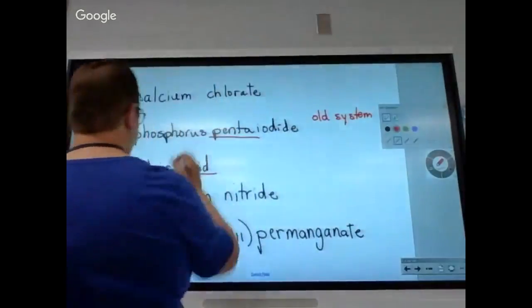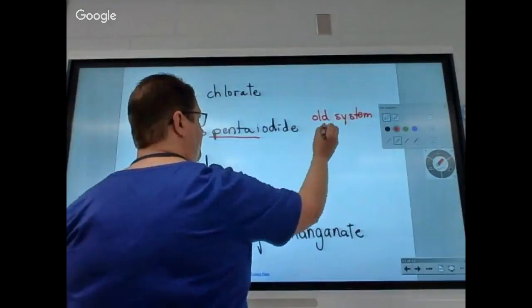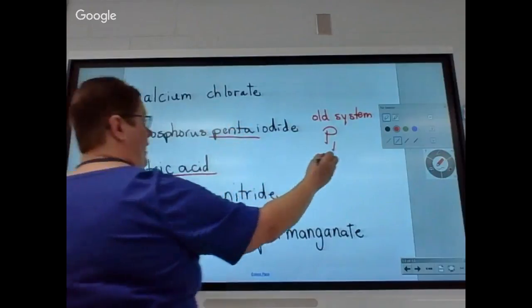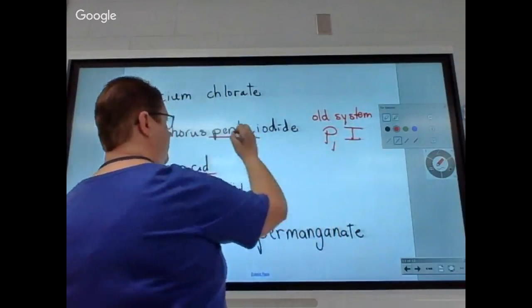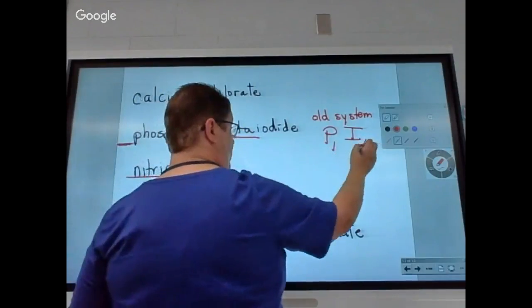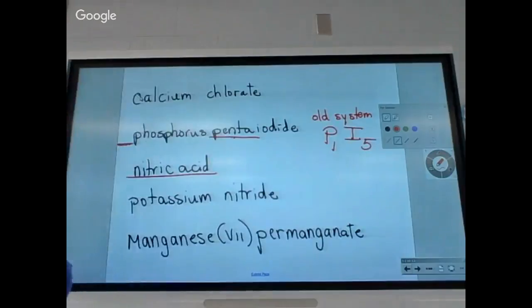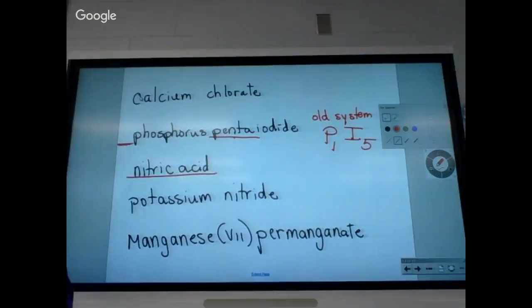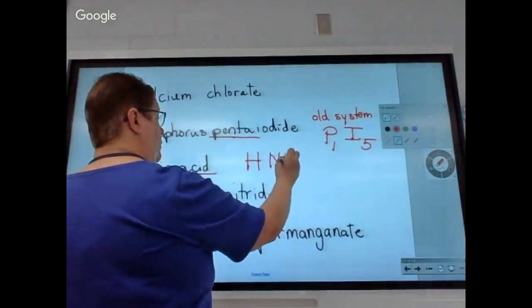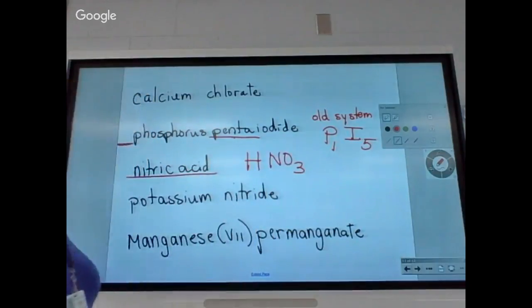So, phosphorus pentaiodide. What are we going to do? What do we do with the P? What's in front of it? So, you write 1. Iodide has a what? What does penta mean? So it goes there. That's old system. That's the only one that works that way. All right, nitric acid. What's its formula? Okay. Now, all the rest of them, we work the way we've always worked.